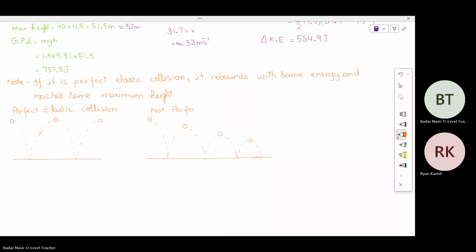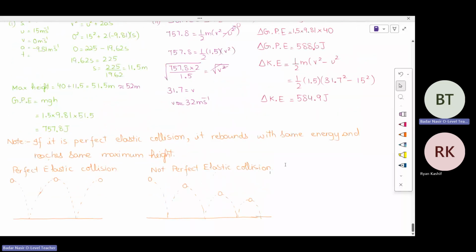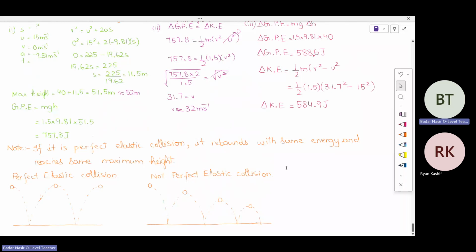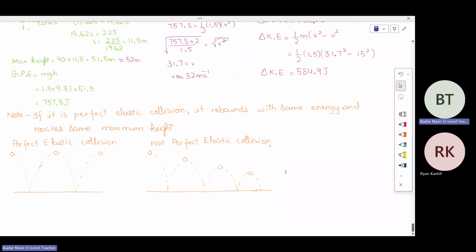Perfect elastic collision. So let me just share the link again. Please join it back again because मैंने अभी past paper का question जो है, I'll be discussing the past paper questions with you guys. Okay? So this is a perfect elastic collision and this one is not a perfect elastic collision. I hope this is clear to everyone. If you have any questions, any queries in this, so please ask me. ठीक है.